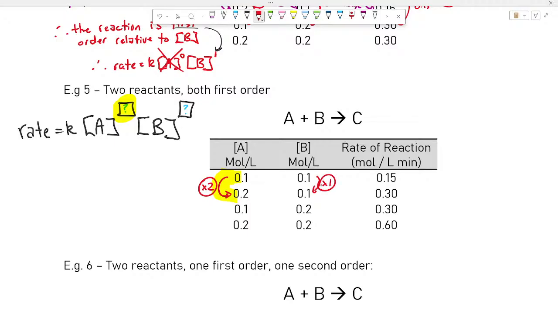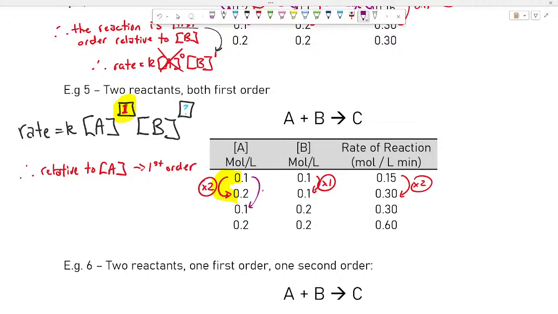In this case, when we double A and leave B alone, what do we get? Double the rate of the reaction. Which means what can we conclude? We can say relative to A, it is zero order, first order, second order? First order. Which means that that exponent is a 1. Does that make sense?